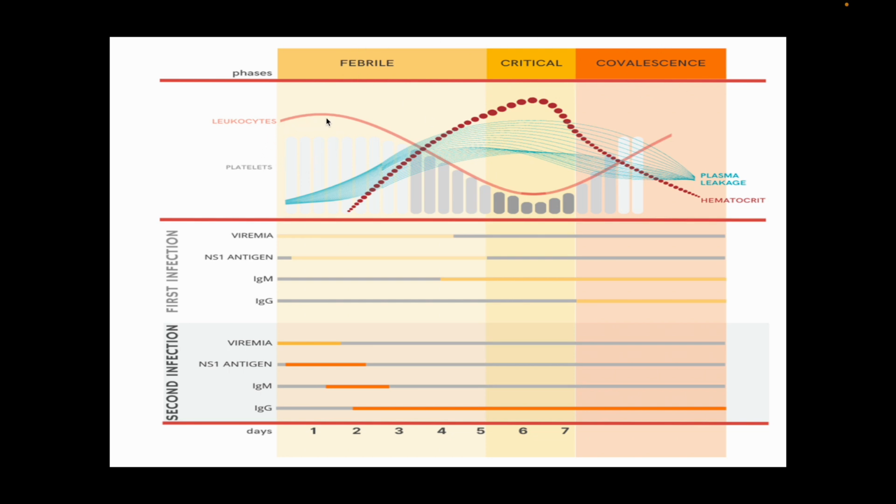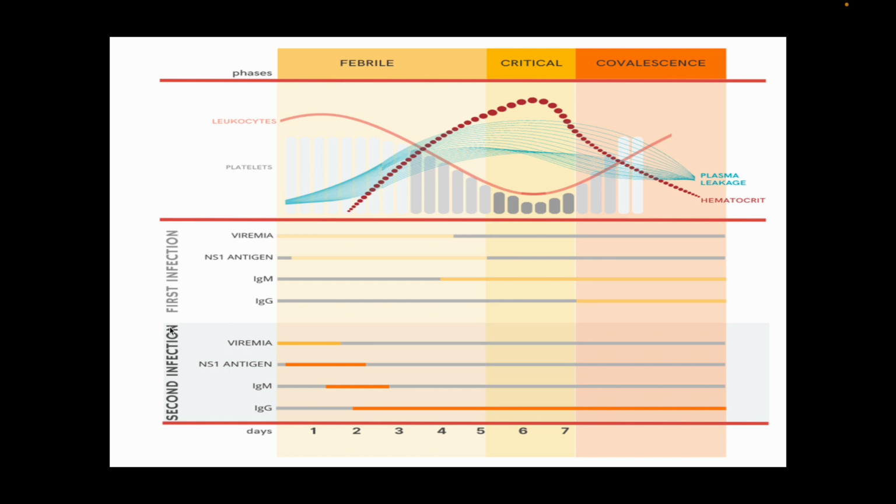The leukocyte count, as you can see, gradually declines over the later part of the febrile phase and is the lowest during the critical phase. Similarly, plasma leakage heightens in the critical phase with hematocrit values increasing, and platelet values similarly going down in the critical phase.